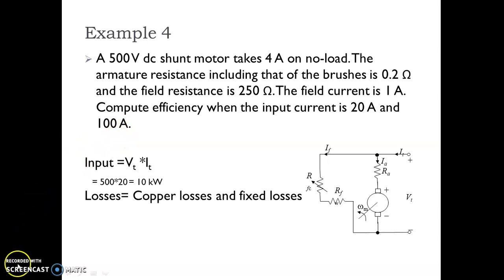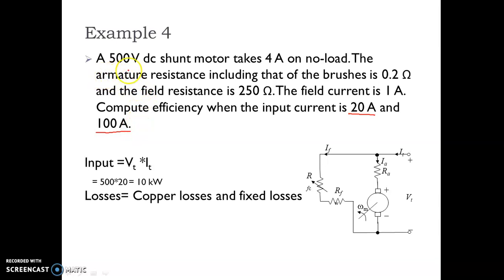study these questions. In this part, two values of input current are given. One is 20 ampere, another is 100 ampere. I will solve this problem for 20 ampere. You can try at your side for 100 ampere also.